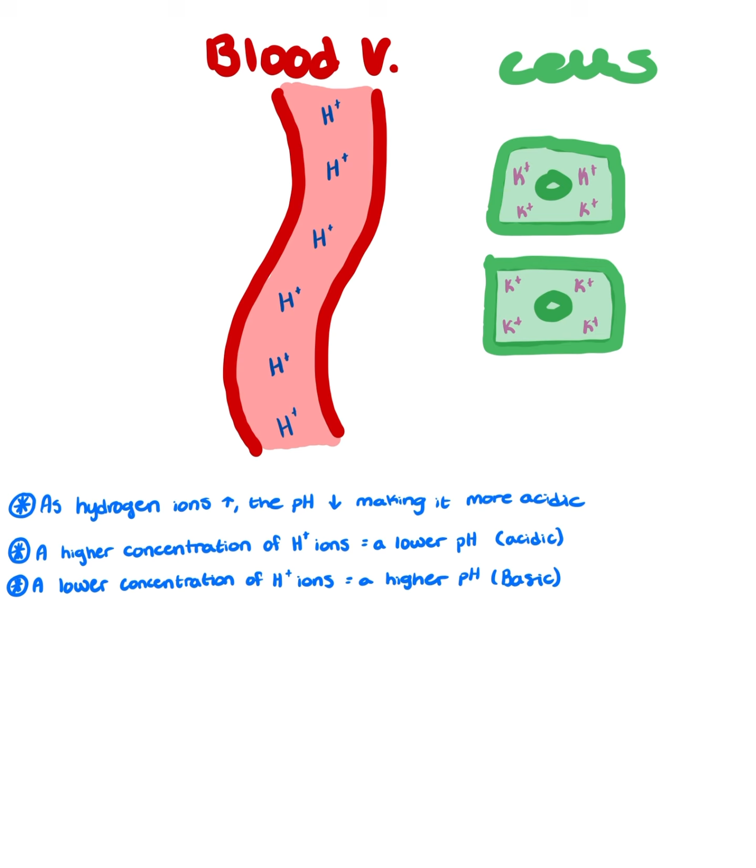So let's say we get rid of these two hydrogen ions shown in this picture right here, and we go to 4 hydrogen ions. Because we are decreasing the amount of hydrogen ions, we are actually increasing the pH, causing it to be more basic. If we add hydrogen ions, so if we add a few more to our blood volume, that would lower the pH because it would become more acidic. So more hydrogen ions would lead to a lower pH.